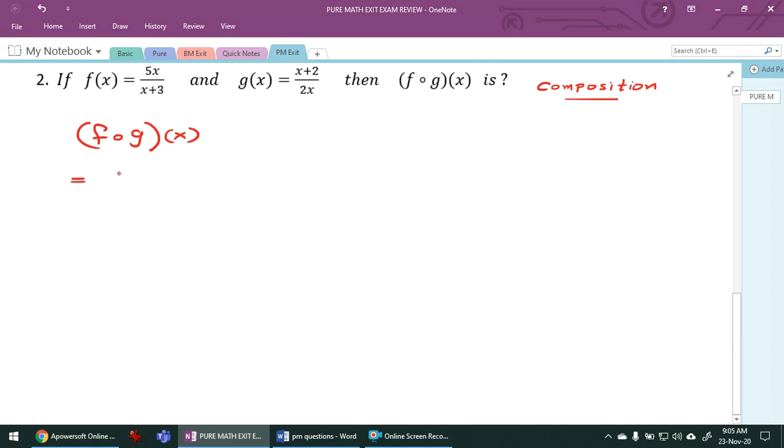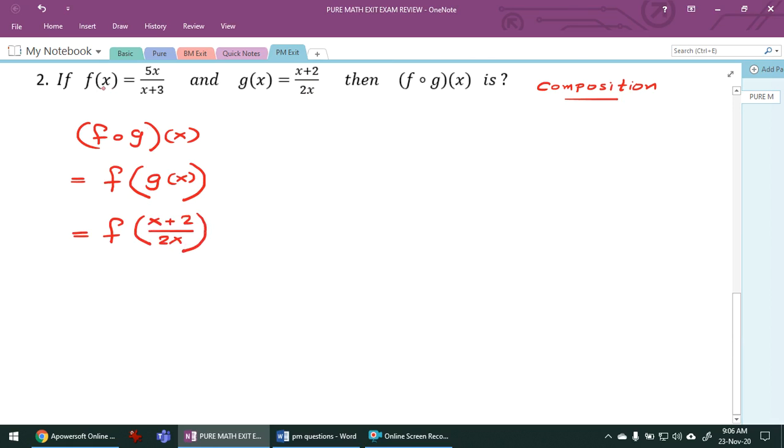The first step is you should write f of g(x). So I will remove this composition operator, it looks like 0. Okay, then you have to write f of g(x). Now the next step is f of, what is g(x)? g(x) is (x + 2) / 2x. So that you will write here, (x + 2) / 2x.